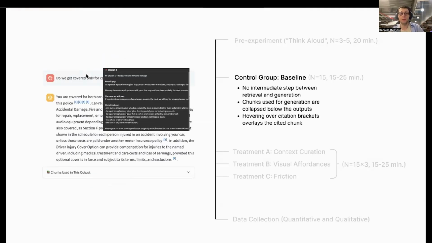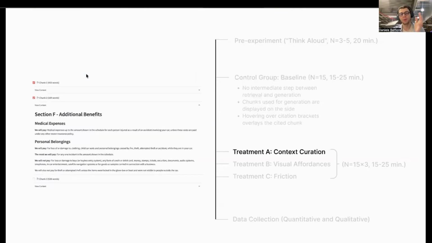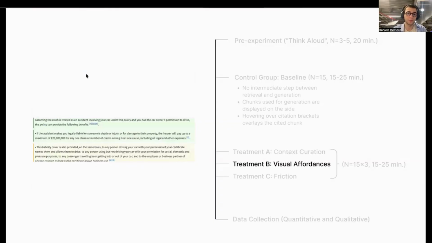We started with a control group, which is a very plain and simple chatbot interface with no intermediate step between retrieval and generation, where all the chunks that are retrieved for the generation are used and collapse below the output. And if you just hover over the citation bracket, you get access to a pop-up showing you the cited chunk. And then we developed 3 alternative treatments for this research question. In one, you could choose the specific chunk that the RAG retrieved and the chunk that you would like to use in the final model output.